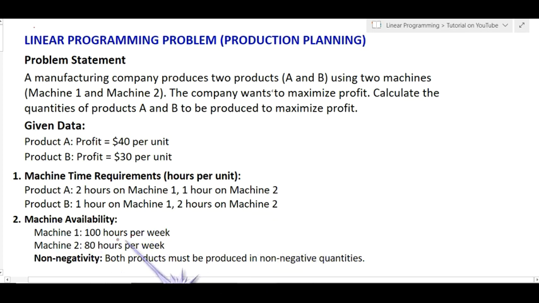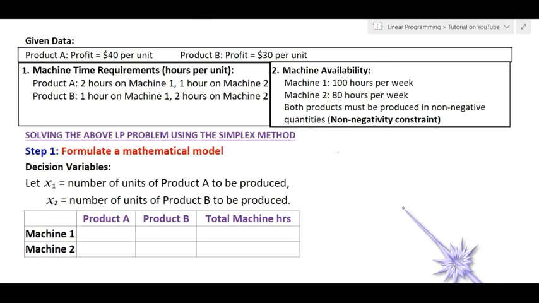For machine availability, machine 1 can work for 100 hours per week, while machine 2 can work for 80 hours per week. And at the same time, we have this condition: both products must be produced in non-negative quantities. This is what you call the non-negativity constraint. Let's formulate a model and solve this problem. Before we formulate the model, which is the first step, let's draw a table. Thus, we have a table here to at least have a clearer picture of what the problem is.